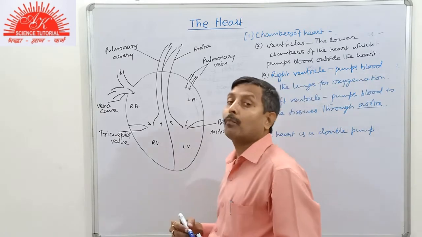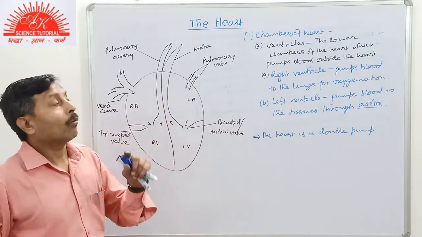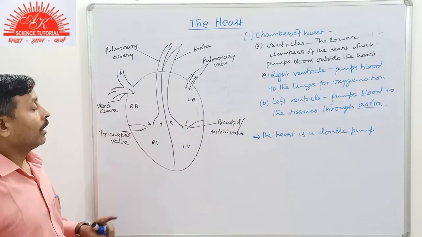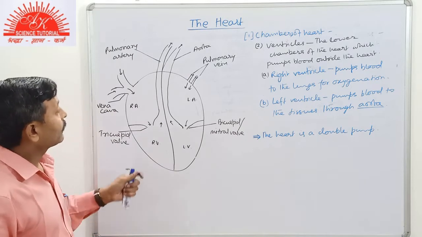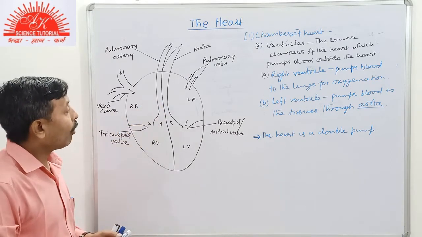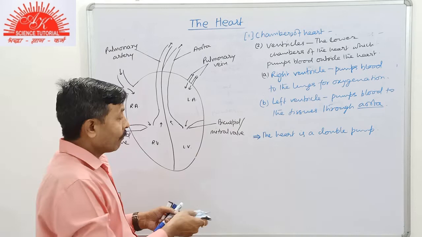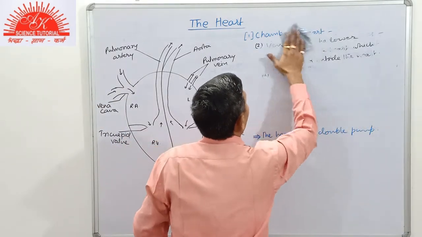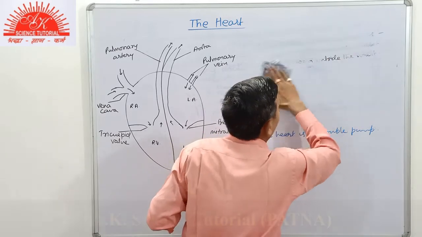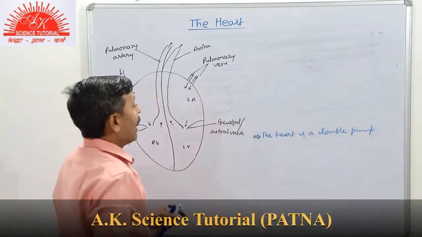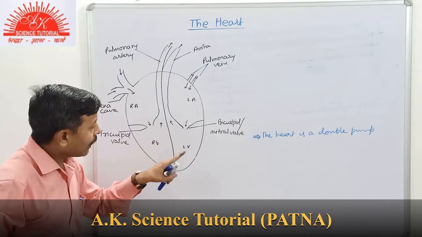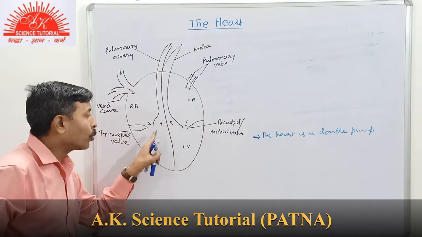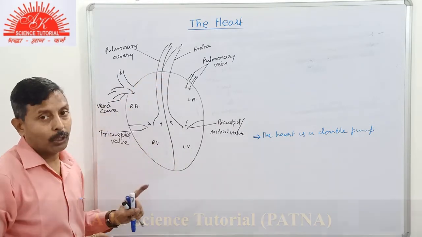The heart is the double pump. Now what is the reason behind it? We see here that, first of all, the auricles receive blood from different parts of the body and pump it to the ventricles for pumping outside, and then the ventricle, after filling, contracts to pump the blood to different parts of the body.